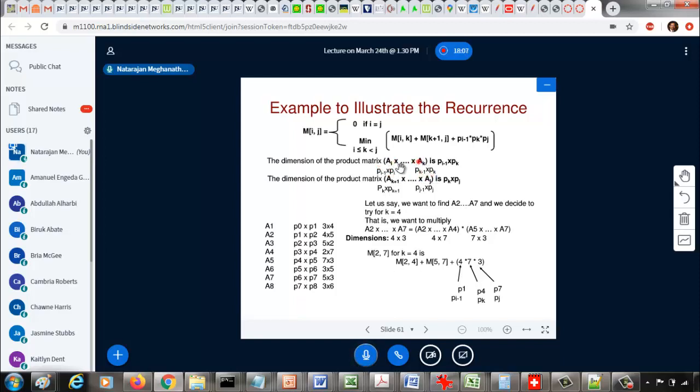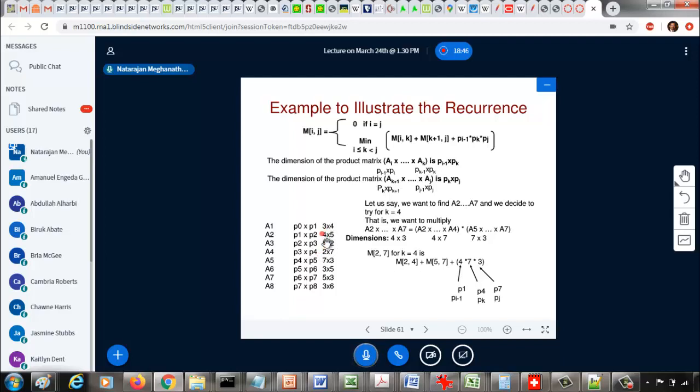So if we keep multiplying them, Ai to Ak, the resulting product matrix is going to be of dimension p(i-1) times p(k). Why is that? Let us see this example. If I choose say A2 to A4, A2 is like P1 by P2, A3 is P2 by P3, A4 is P3 by P4. So if you multiply A2, A3, A4, it's like what? The common dimension goes away, it's P1 by P3, and again P3 is the common dimension of A4, so P4. So it's P1 by P4.